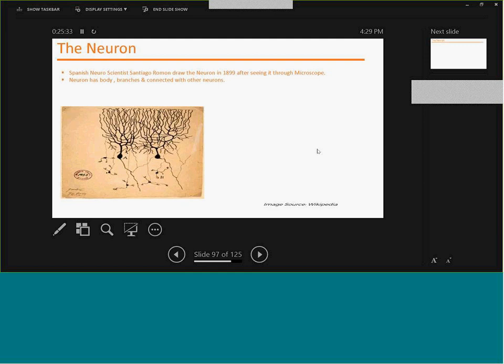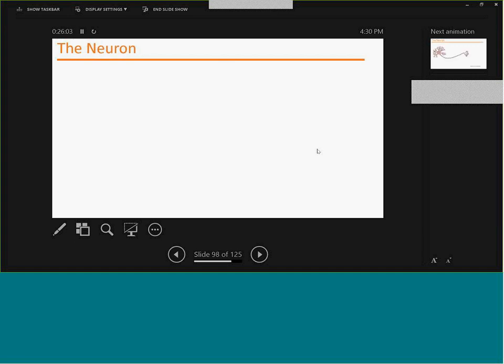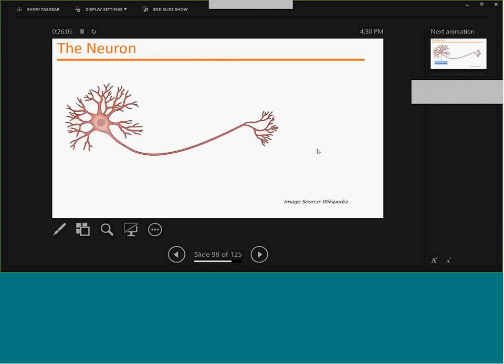So this is how a neuron looks. The Spanish neuroscientist Santiago Ramon came up with this drawing in 1899. He looked into the human brain through a microscope, and this is what he drew in 1899. Every neuron has three different parts. The very first one is the body, the second one is the branches, and the third one is the axon, which we are going to see in the coming slide.